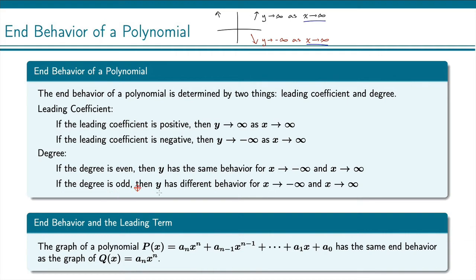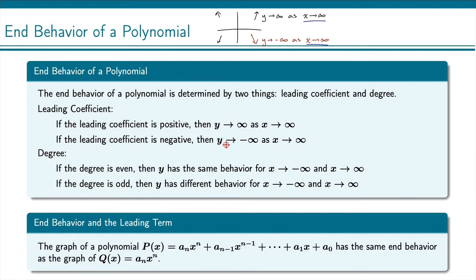If the degree is odd, then y has different behavior for x approaches negative infinity and x approaches positive infinity. So this is saying the left side of the graph will be different than the right. If we know the right side is going up and we have an odd degree, we would know the left side is going down. There's a lot going on here, and it'll help to see some examples. But if you just know the leading coefficient and degree, that can tell you quite a bit about what the graph is going to do on both sides.